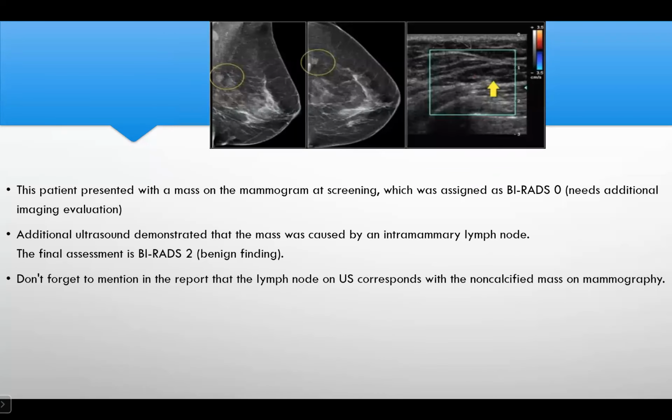This patient presented with a mass on screening mammogram, which was designated as BI-RADS 0. Additional ultrasound examination of the mass was performed and detected that the mass was caused by an intramammary lymph node, and the final assessment given is BI-RADS 2 as a benign finding. Do mention in the report that the lymph node on the ultrasound corresponds with the non-calcified mass seen on mammography.